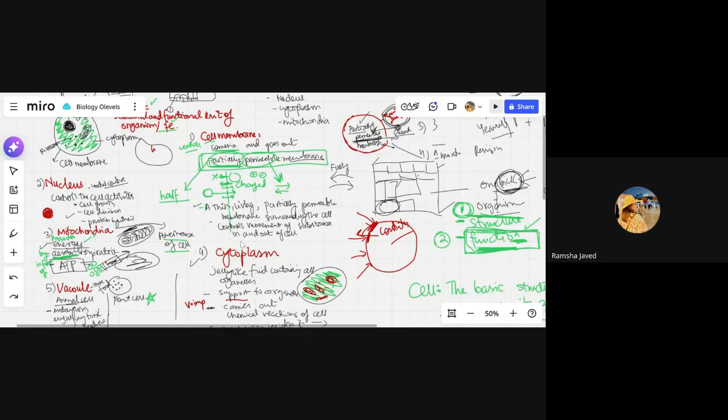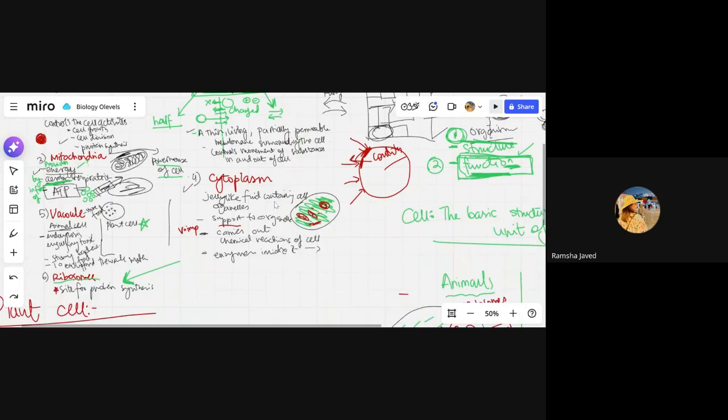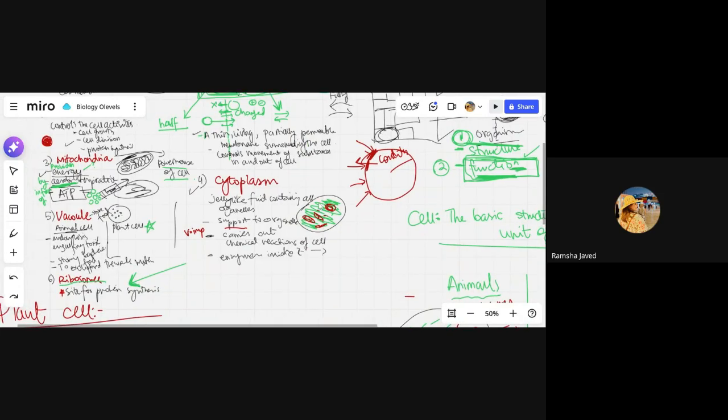Then we have cytoplasm. Like Aizan said, that it is a jelly-like fluid containing all the organelles. And what does cytoplasm do? Ma'am, it also supports the organelles. Yes, it supports organelles, it holds the organelles, and it carries out chemical reactions of the cell. All the chemical reactions of the cell happen here. Okay.